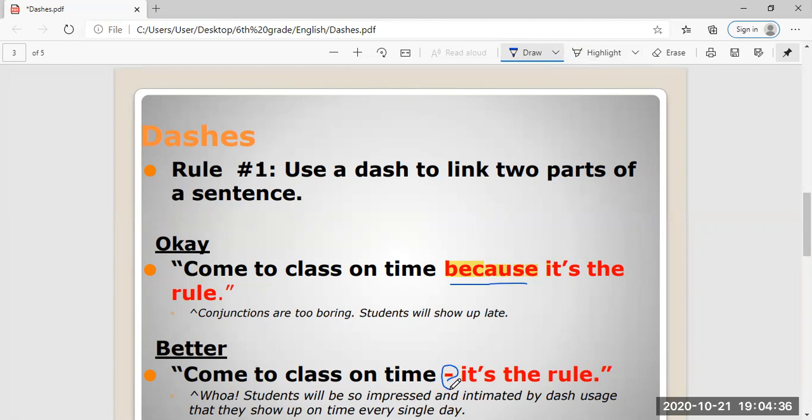Conjunctions are too boring. Students will show up late. Wow. Students will be so impressed and intimidated by dash usage that they show up on time every single day. I hope so.